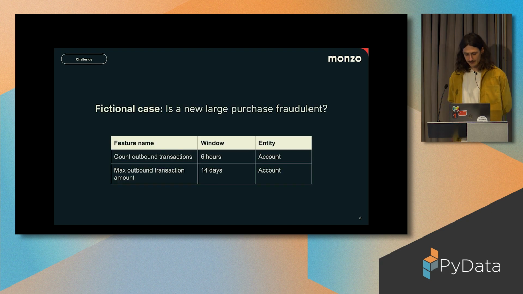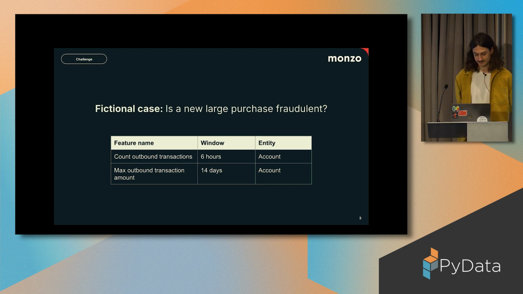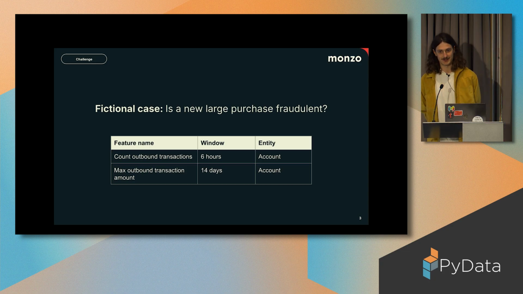OK, cool. So to frame this talk, I'm going to be talking about a fictional case, in which an ML engineer has come along, and they want to create a new model that is going to predict if a new large purchase is fraudulent or not. And for this model, they've found that they only need two features. The first feature is the count of outbound transactions over the last 6 hours. And then it's the max transaction amount over the last 14 days for a particular account.